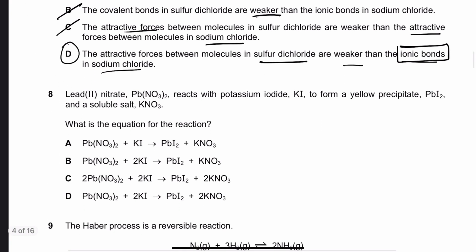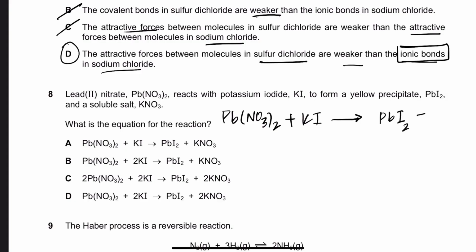Now lead nitrate reacts with potassium iodide to form a yellow precipitate, and it asks which equation is for the reaction, so it just wants you to balance the equation. So lead nitrate plus KI, and it even tells you what it makes. It makes a yellow precipitate, lead iodide, and it makes a soluble salt, KNO3. Now, I can do this so easily by saying here you have I2, here you have a single I, so I have to multiply this with 2. And you see A is wrong, because A does not have a 2 here. I just wrote that 2, okay?